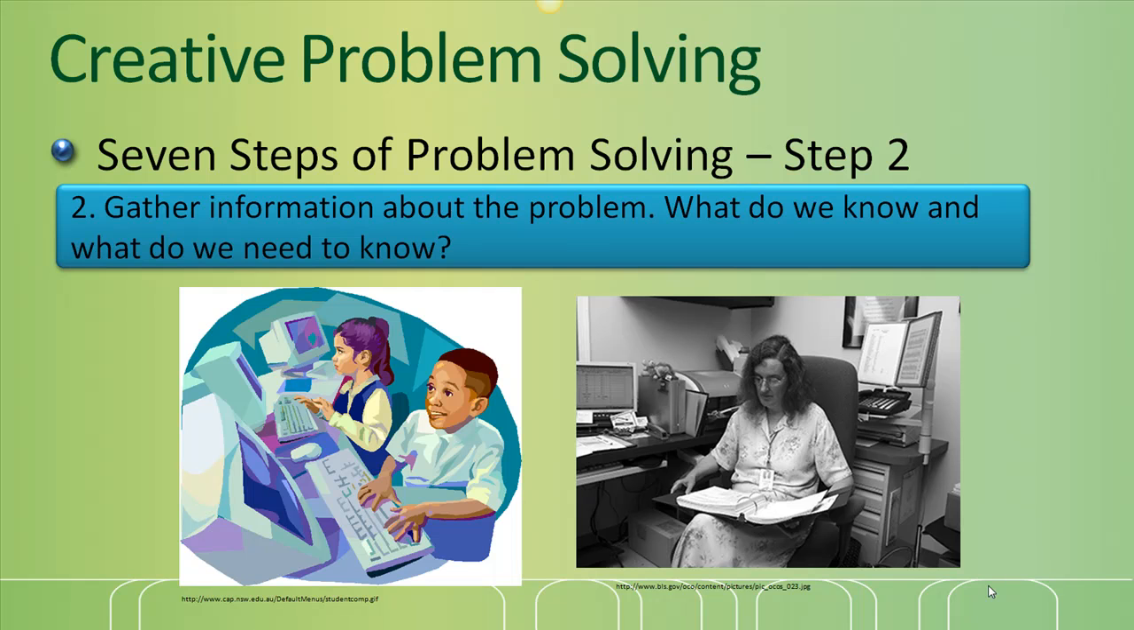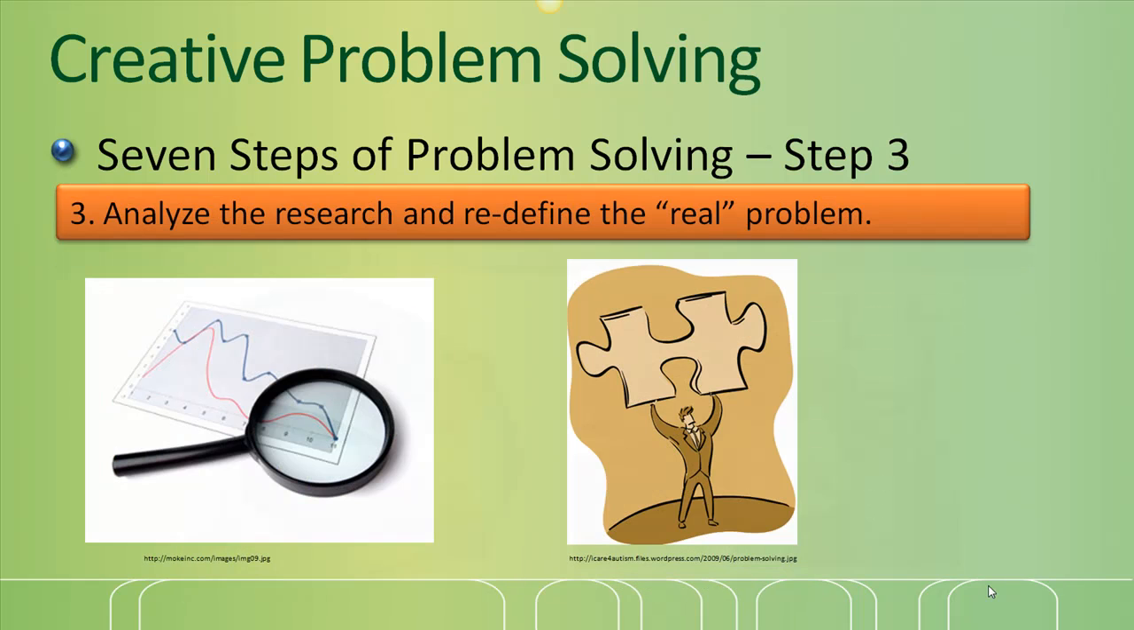Step 2, gather information. Ask questions to come up with more information like who, what, when, where, and why. Write down everything you learn. Keep a separate list of what you know and what you want to know.